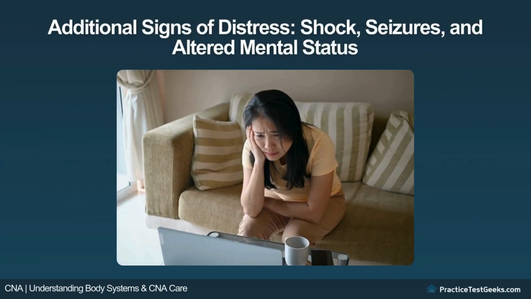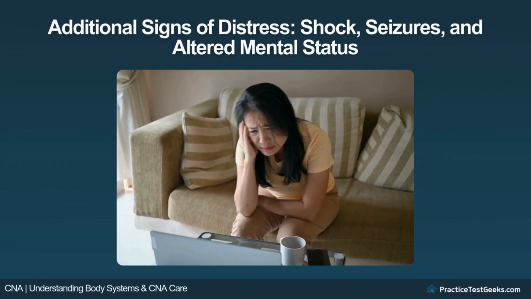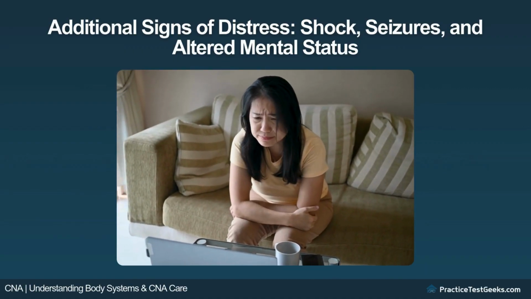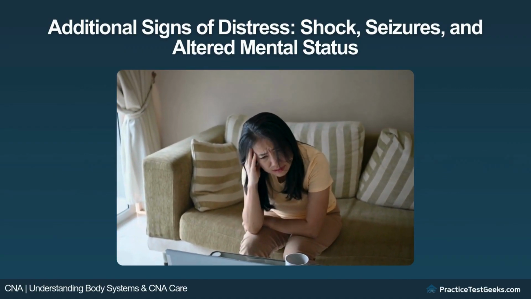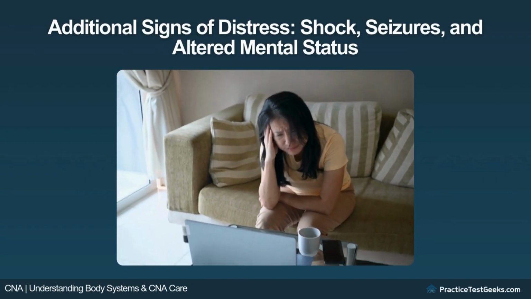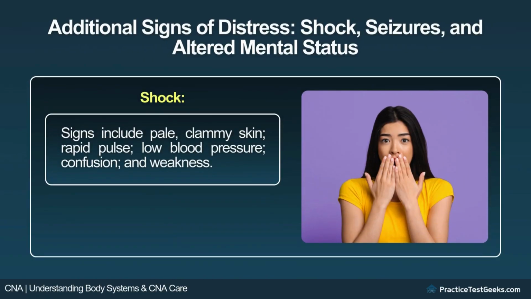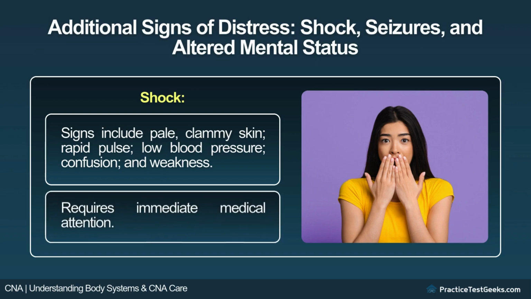In addition to breathing problems, CNAs must also recognize other critical emergencies such as shock, seizures, and sudden changes in mental status. These conditions can develop quickly and require immediate action. Shock. When the body is not getting enough blood flow, signs may include pale or clammy skin, a rapid pulse, low blood pressure, confusion, and overall weakness. Because shock can be life-threatening, it requires urgent medical attention.